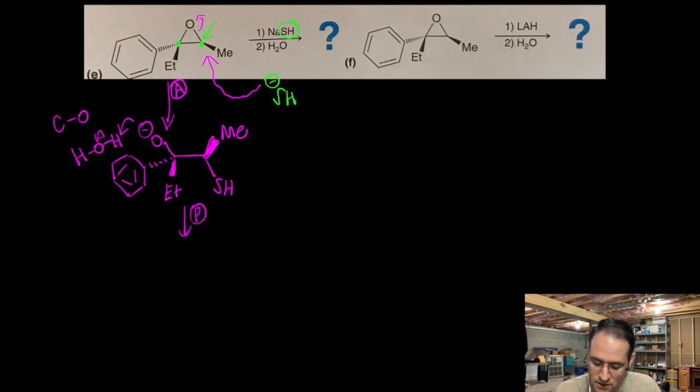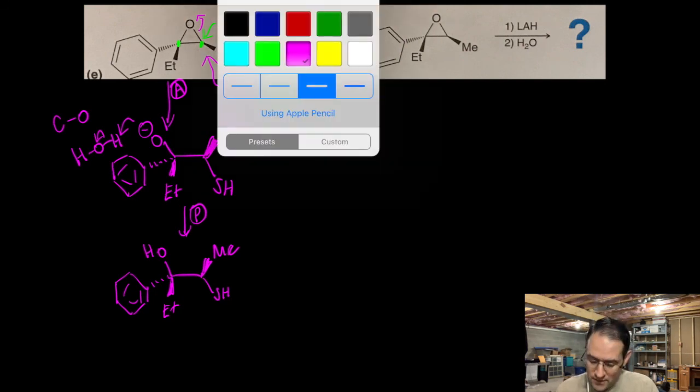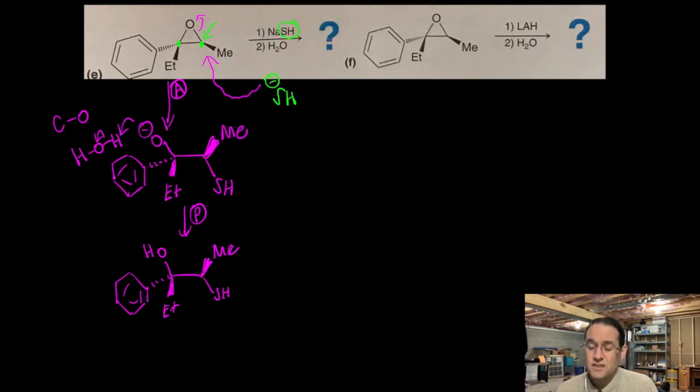Our alkoxide is going to become protonated with neutral water, large amounts of it present, and that's going to give us the final product. Takes a bit of time to draw. There's all those little wedges and dashes in there. Okay, so that's the product there that we get from that transformation. Let's take a look at part F.